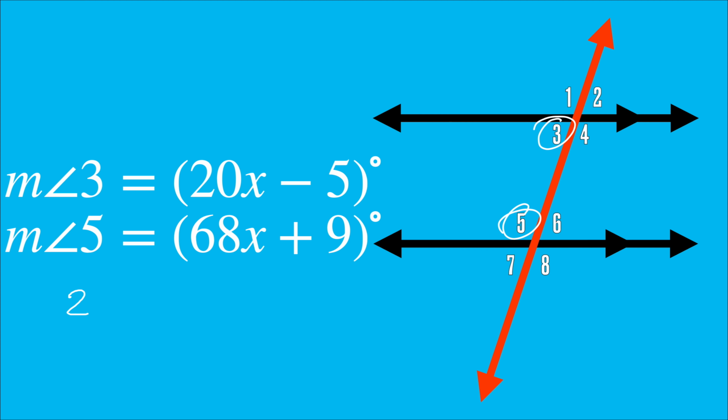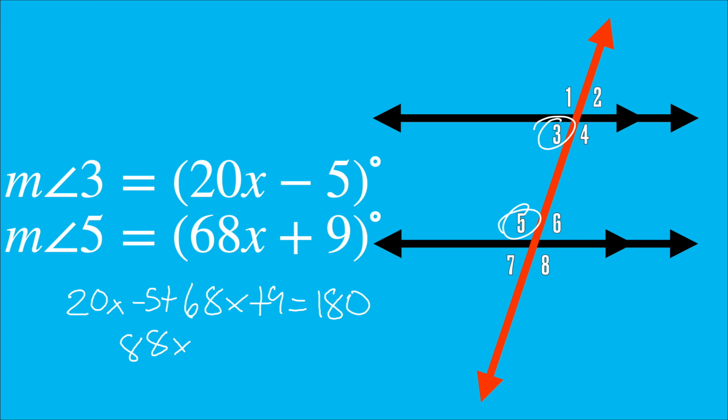So in this case, 20x minus 5 plus 68x plus 9 equals 180 degrees. All right, so let's see. 88x plus 4 equals 180 degrees. Minus 4, minus 4. 88x equals 176. Divide by 88. That means x is going to have to equal 2.